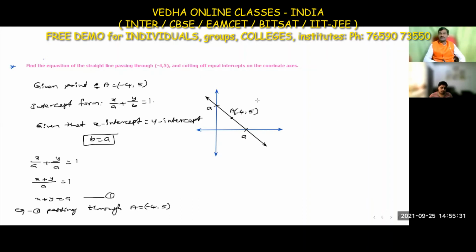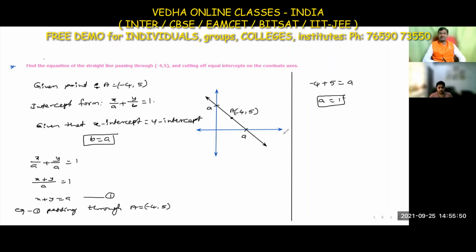Okay, so if we substitute the point here, a x is nothing but minus 4 plus y means 5 is equal to a. So the value of a is 1. a is equal to 1.